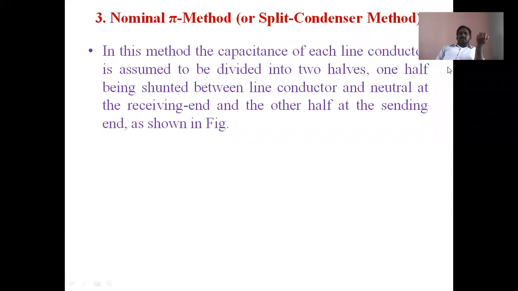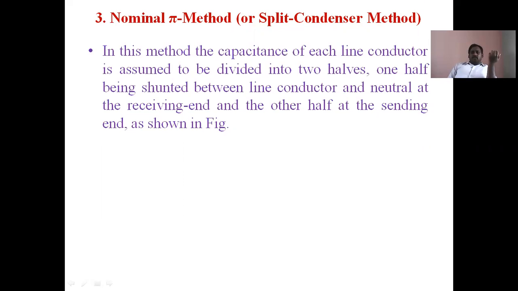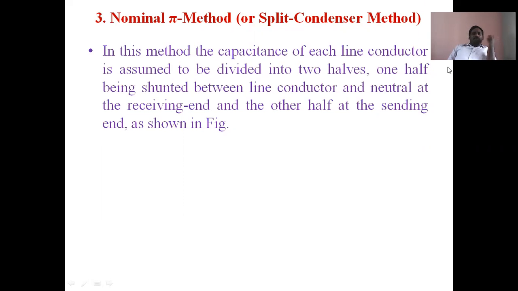This nominal pi method is also called the split condenser method because the capacitor is split into two halves. One half is placed at the sending end and another half is placed at the receiving end. In this method, the capacitance of each line conductor is assumed to be divided into two halves. One half is shunted between line conductor and neutral at the receiving end and the other half at the sending end, as shown.